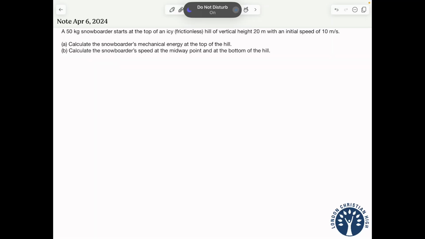Now let's see some practice questions. When doing practice questions, always remember to find the initial energy, and it will equal the final energy. So a 50 kilogram snowboarder starts at the top of a hill that's 20 meters high, and has an initial speed of 10 meters per second. For A, it's asking us to calculate the mechanical energy at the top of the hill.